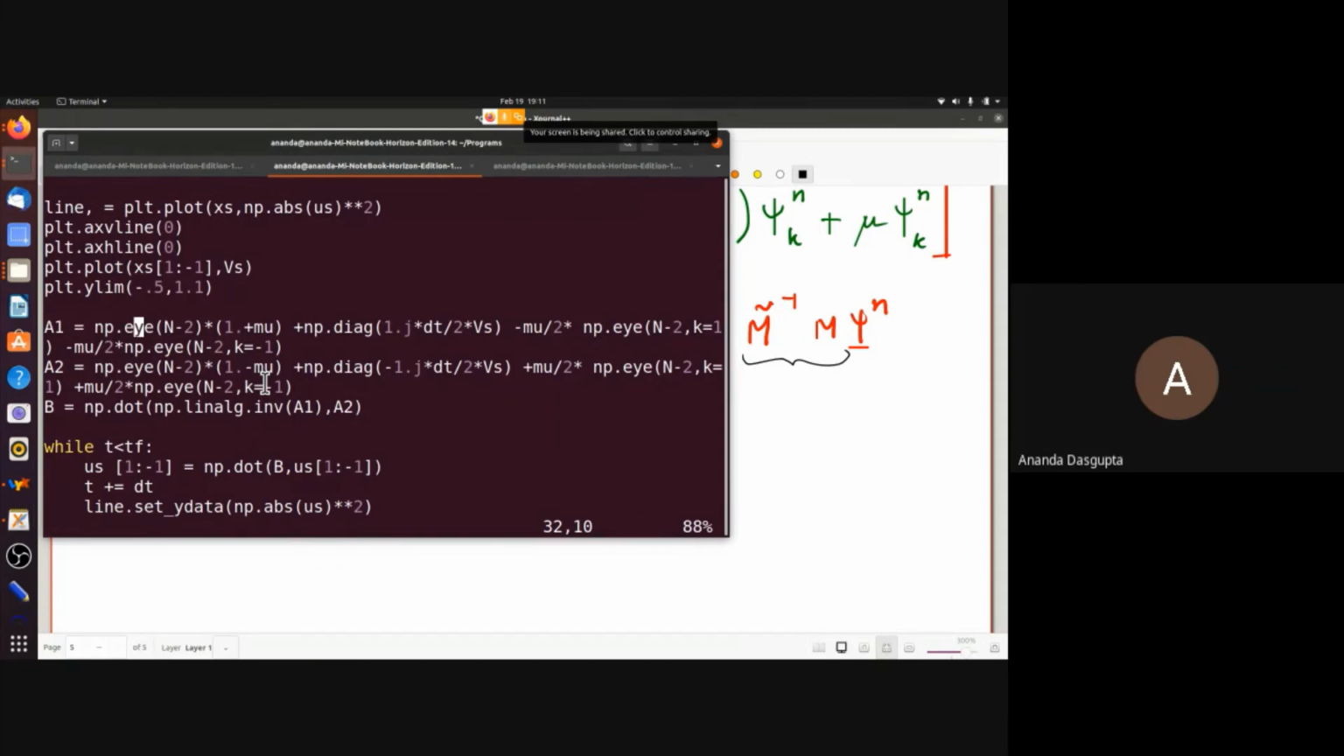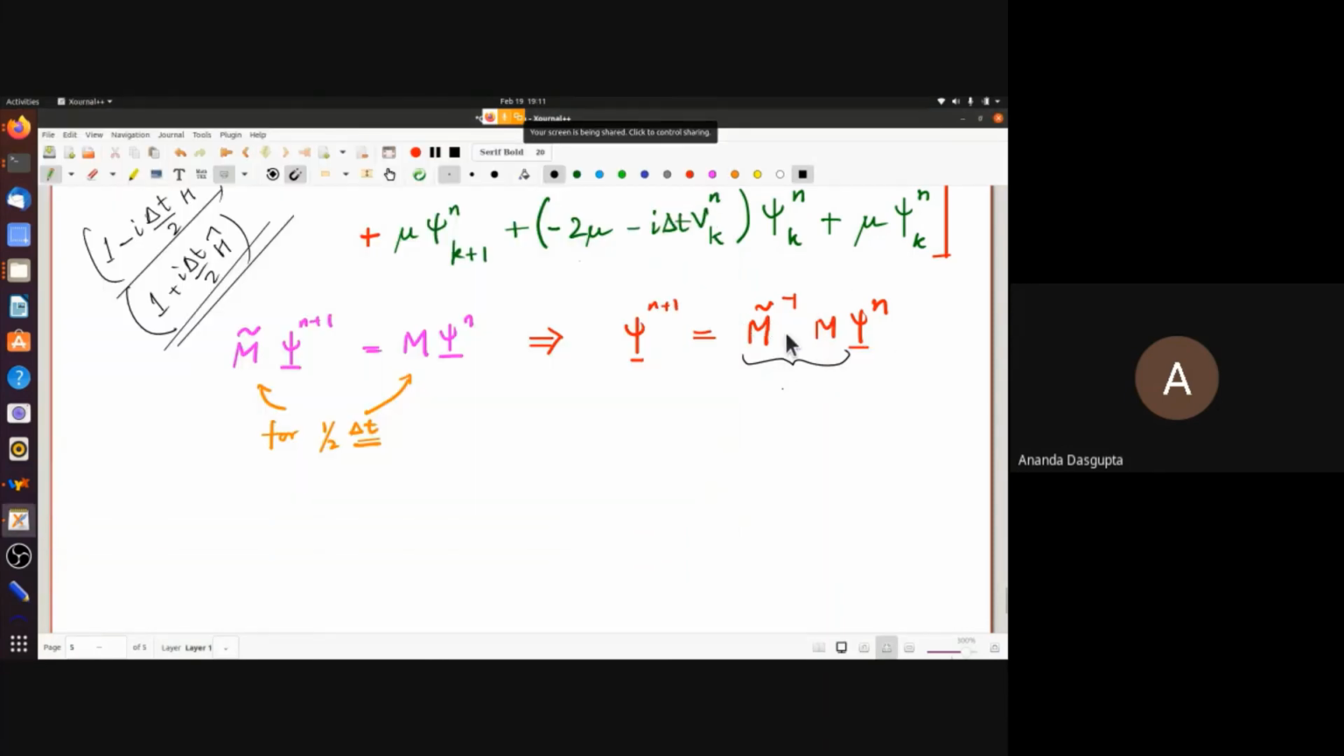Those have been halved. And then I'm calculating the actual matrix, which I'm going to use to evolve, simply by calculating the inverse, that's A1 inverse, and multiplying that by A2. So I'm just getting A1 inverse A2 as my matrix B, which is the matrix sitting here, which is going to be applied on psi bar n to give me psi bar n plus 1. Okay.